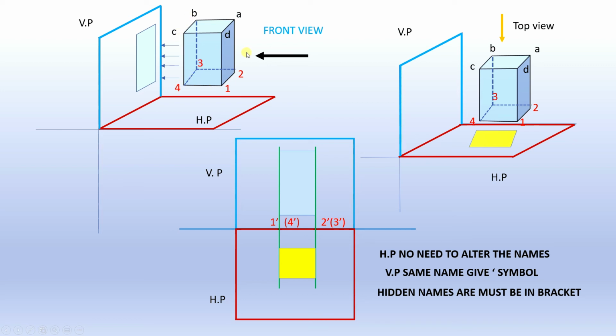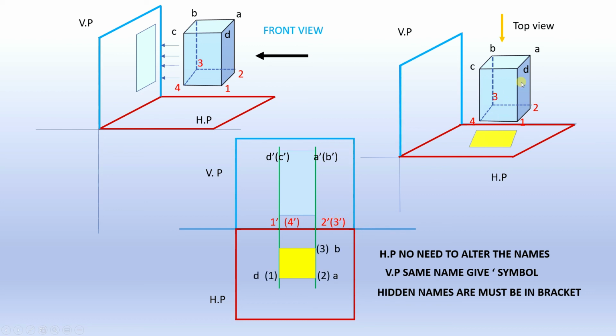So if these fall on VP, you just refer to this rule, and whatever is falling on VP should have a dash symbol. So 1 2 A D will be found directly, it is visible to our eye. So 1 2 and D A will be visible, and it is on VP, so dash symbols have been given. If you see 4 3 C B, it will not be visible to our eyes, it will be hidden, so I have to give it in brackets. Still they are on VP, so give dashes.